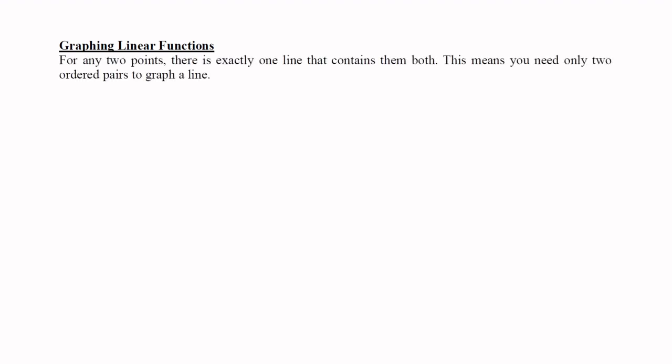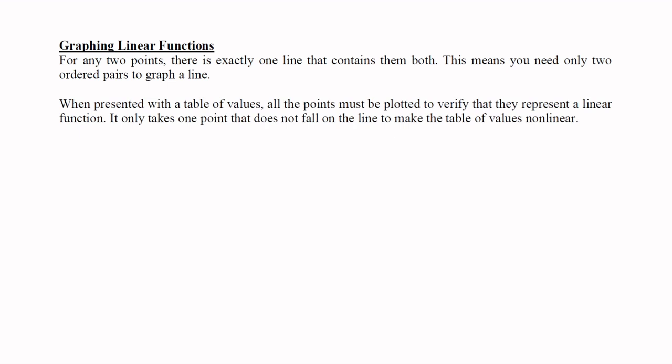For any 2 points, there is exactly one line that contains them both. This means you need only 2 ordered pairs to graph a line. When presented with a table of values, all the points must be plotted to verify that they represent a linear function. It only takes one point that does not fall on the line to make the table of values nonlinear.